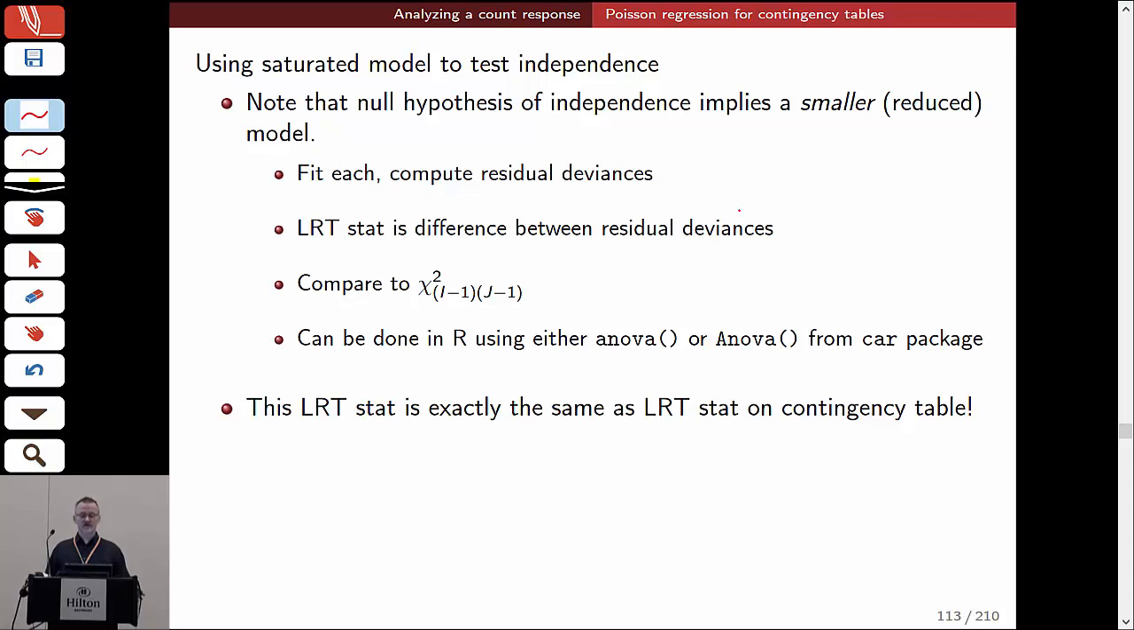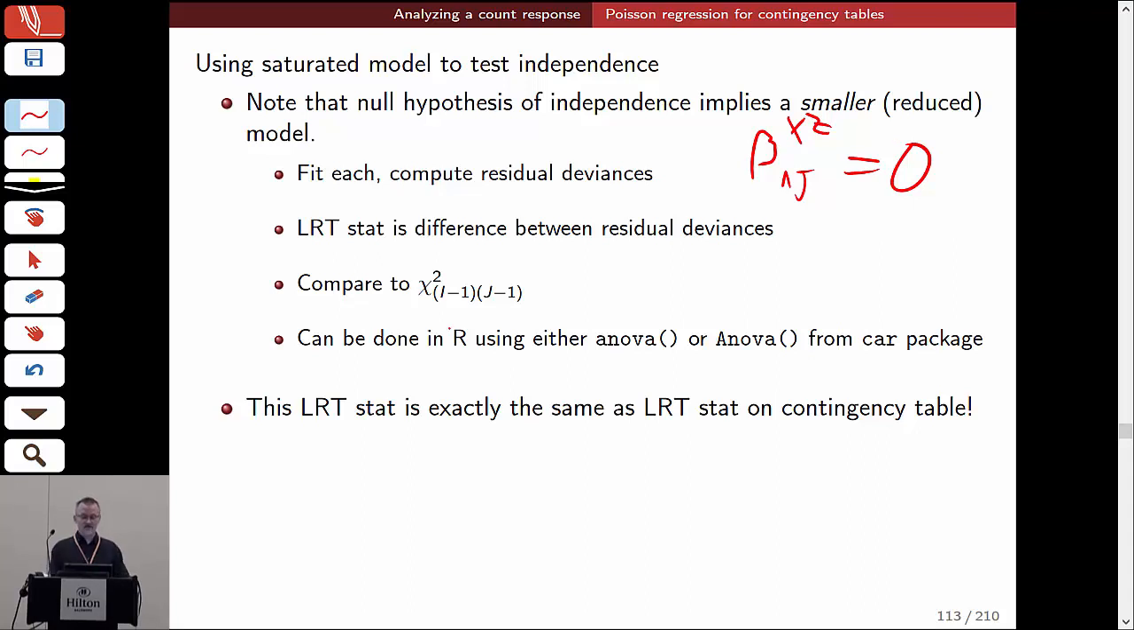First of all, notice that the null hypothesis of independence implies the smaller reduced model. And in fact, the null hypothesis of independence comes from taking all of these beta xz ij's equal to 0, because remember, the independence model didn't have those terms in it. The saturated model does. So we can make the independence model just by setting all of those parameters equal to 0. So I can fit each model, I can compute the residual deviances and take the difference between them, and that's my likelihood ratio test statistic.